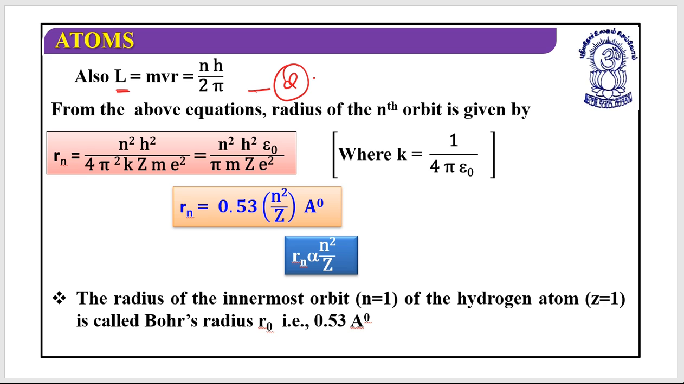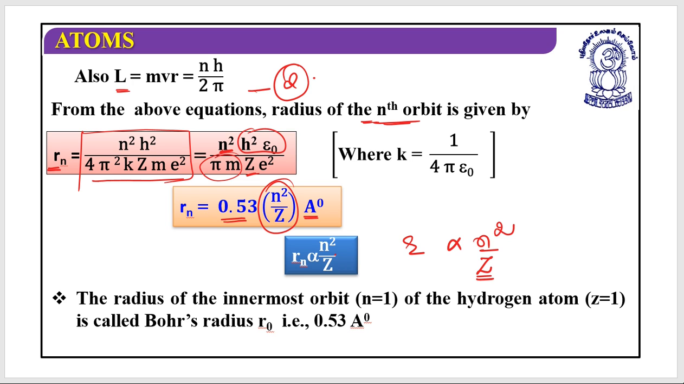From these above two equations I can have the radius of the nth orbit, which is given as rn equals n square h square upon 4 pi square k Z m e square. If I keep this n square aside, keep this Z aside, and calculate all this stuff, this is equals to 0.53 Angstrom multiplied by n square by Z. So this radius of the orbit is directly proportional to the square of the orbital number, divided by the atomic number, n square by Z. Thus the radius of the innermost orbit, n equals to 1 of the hydrogen atom, where Z is equals to 1, is called Bohr's radius, that we call r naught, which is equals to 0.53 Angstrom.